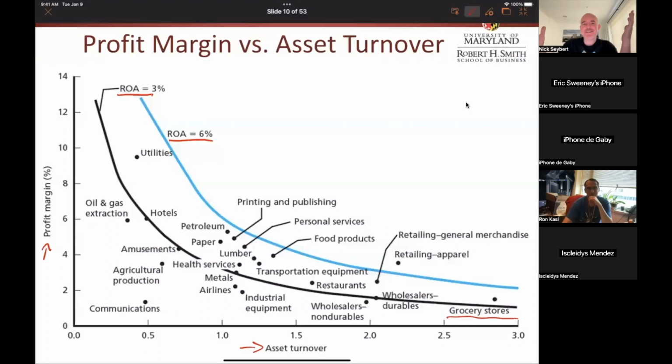Ron, the only person I can see is Ron. He's saying thumbs down. So I'm assuming that means a low profit margin.